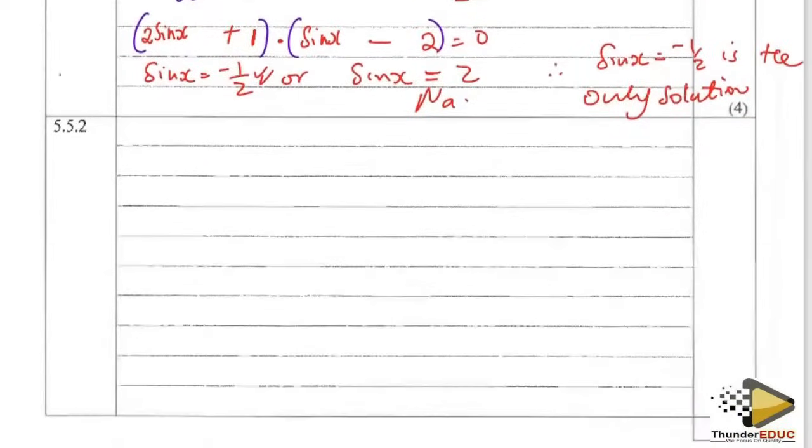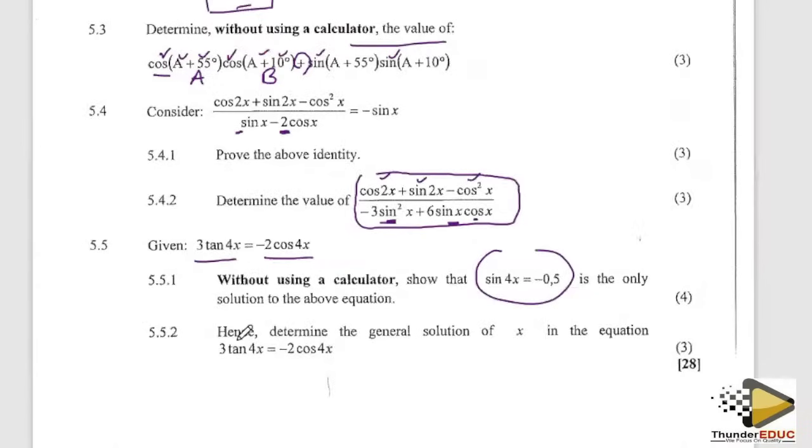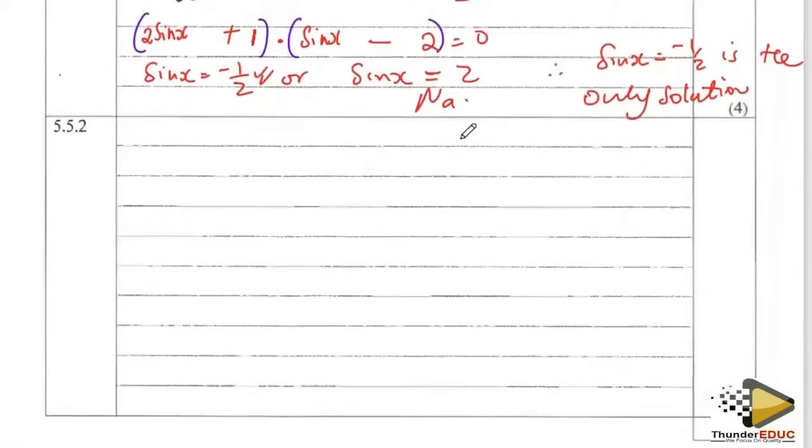Then 5.5.2. Hence, determine the general solution. So general solution, since this is the only solution, we only need to get what we call the reference angle. Okay, if we get the reference angle, then we're good to go. So our sine is negative, right? So we're going to look at quadrant number 3 and then quadrant number 4, because those are the only quadrants where sine is negative.